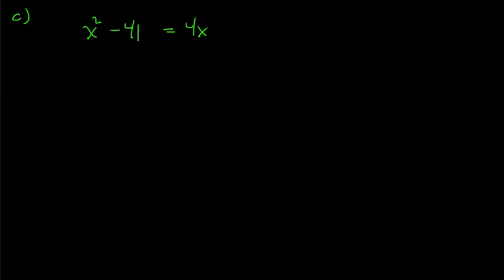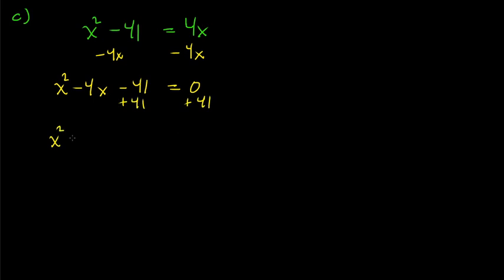Okay, so let's do a few more. x squared minus 41 equals 4x. Problem is this is not in standard form, so we really need to subtract the 4x from both sides here. So first thing is x squared minus 4x minus 41 equals 0. Luckily a is 1, so we don't have to divide by anything, but we do want to add the 41 to both sides. So now we have x squared minus 4x equals 41.